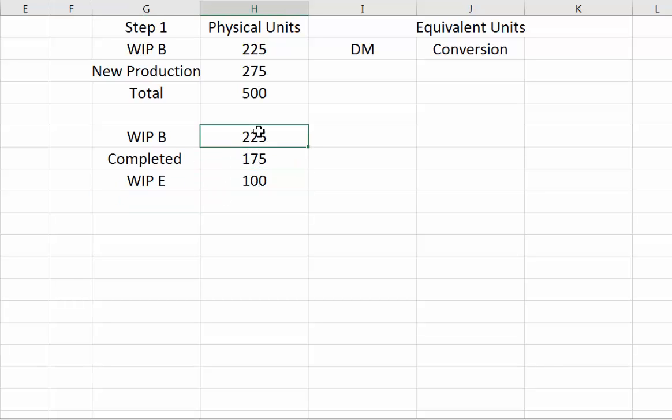If you still remember weighted average, let me put FIFO here. With weighted average, we are looking at 400 units and 100 units respectively. So this is a big difference here.